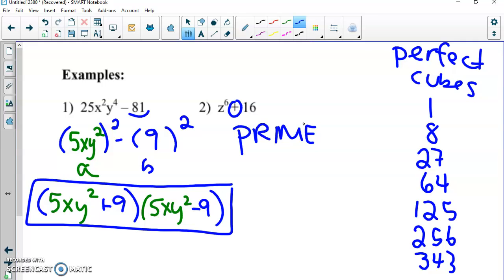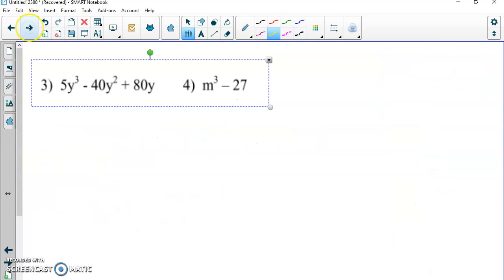Pause and take note of your perfect cubes here on the right, or what I did for number 1. Do you need to do this working step here that I'm highlighting in yellow? Absolutely not, but if it helps you, please do so. Number 3. Try number 3 on your own there.